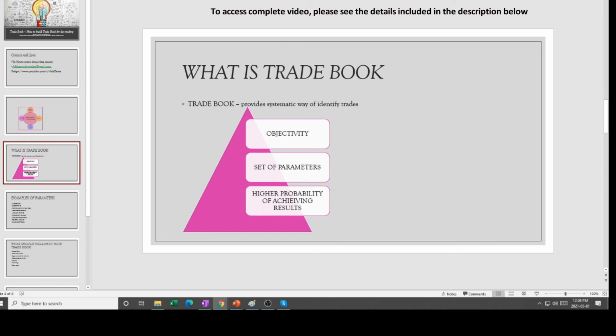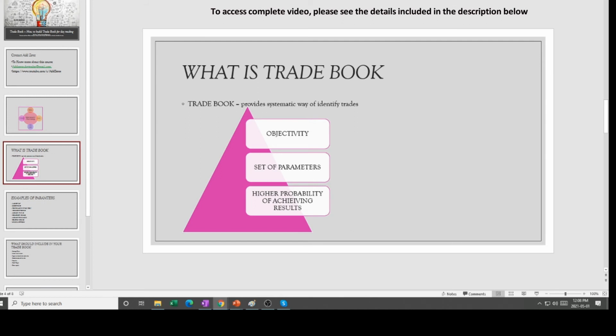So this is a very important criteria, and the benefit of having a trade book is that it will help you to be very objective in identifying your trades. The basic idea is that the success of a trade book depends on the parameters or the variables you identify to make your trade book. We're going to discuss in detail what the parameters are all about, and the parameters are one of the cornerstones of a successful trade book.